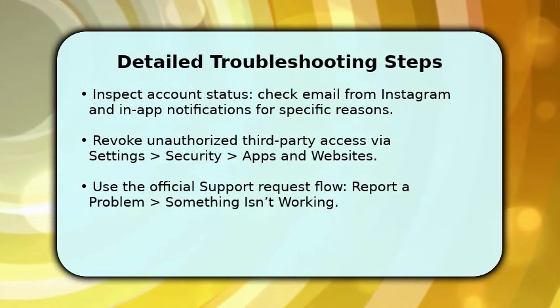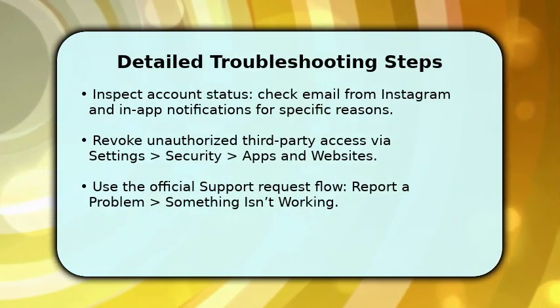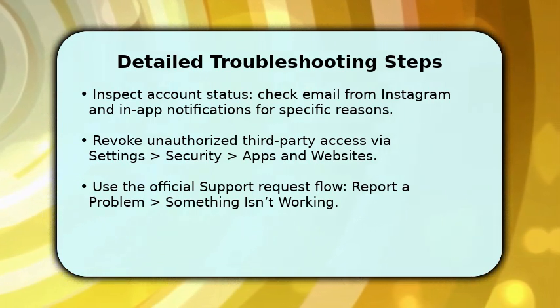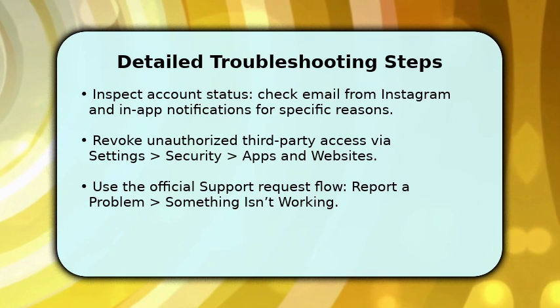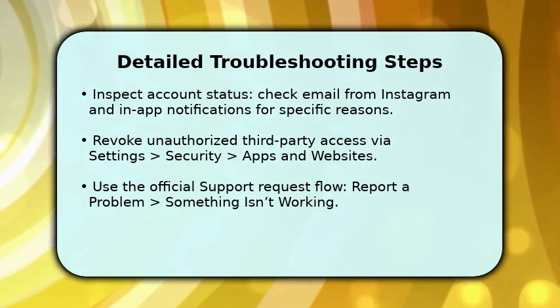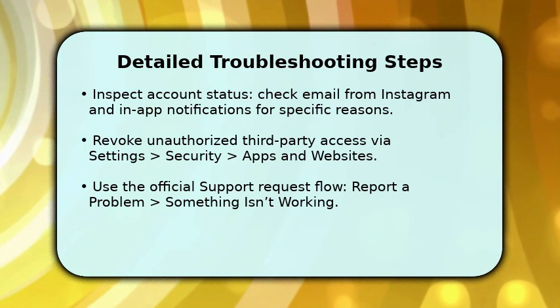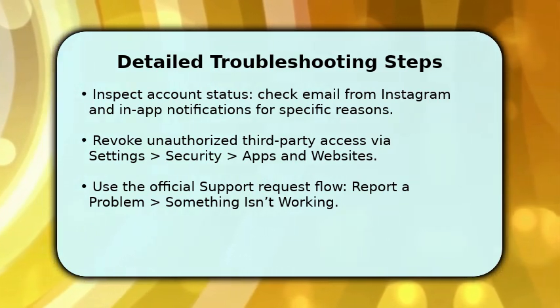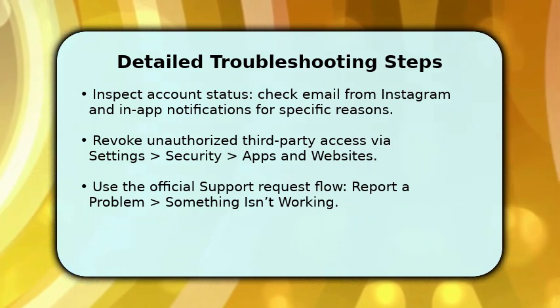Next, you dig into specifics to resolve the feedback required block. First, inspect your email and in-app notifications for any messages from Instagram that explain the issue. Those often guide the remedy. Then revoke any suspicious third-party app access in Settings, Security, Apps and Websites, because API misuse triggers restrictions.